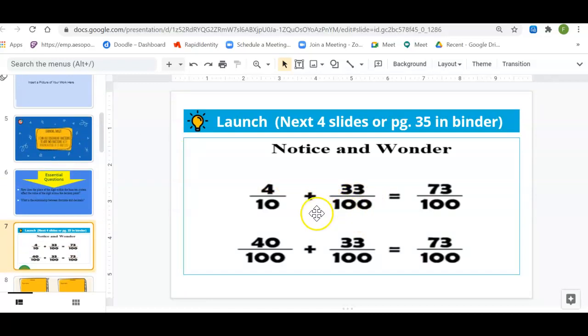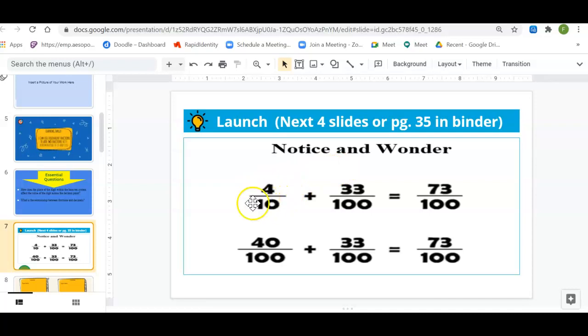And what I want you to do, if you're at home and you're not on our live session, go ahead and look at it, take a note of it, and I want you to write at least one thing that you notice and at least one thing that you wonder. And you're going to type that on the next slide.